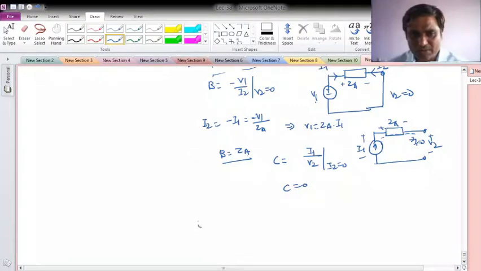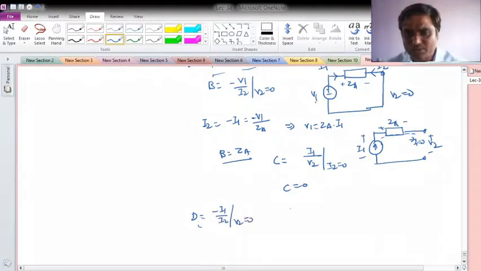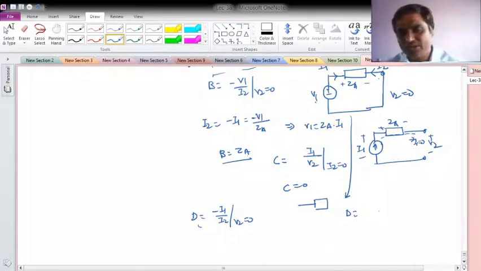And then what about D? How to compute D? D will be minus I1 upon I2 when V2 is 0, which means again you make it short circuit. If you make it short circuit, then this is I2, and I2 will be equal to I1 but in the opposite direction. So D is minus I1 over I2, where I2 is minus I1. Because I1 and I2 are in opposite directions, the negative sign becomes positive, so simply D is equal to 1.